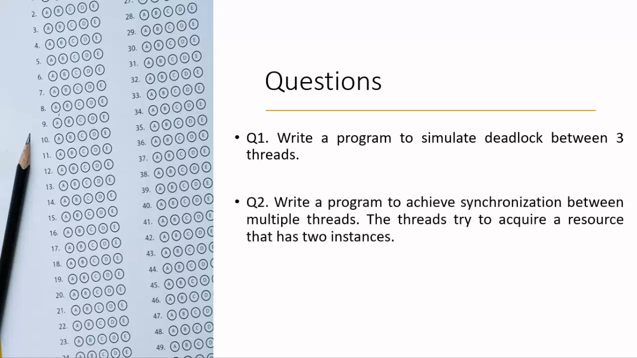Second one is a little tricky. So this is a star question for this particular lecture. You need to write a program to achieve synchronization between multiple threads. So there can be n number of threads, that depends upon the user. The threads try to acquire a resource that has two instances. There is only one resource. There are multiple threads, but there are two instances of that particular resource. So this means that at least two threads should be able to acquire the resource at any given time.